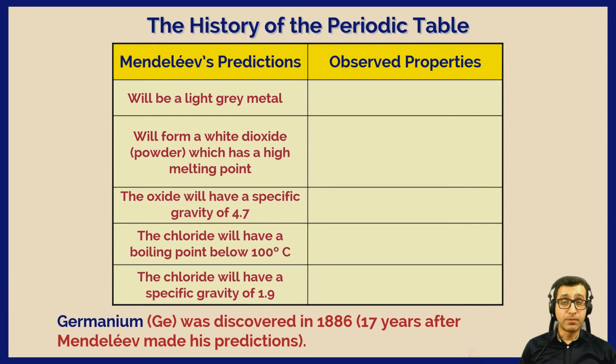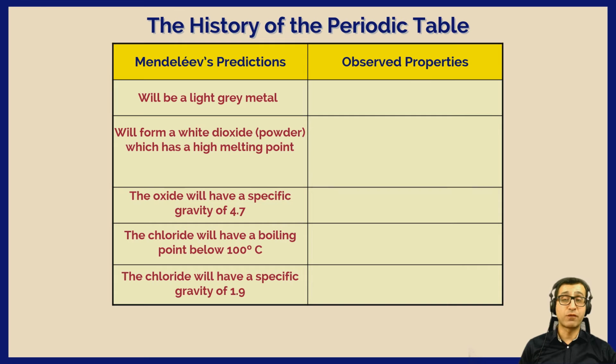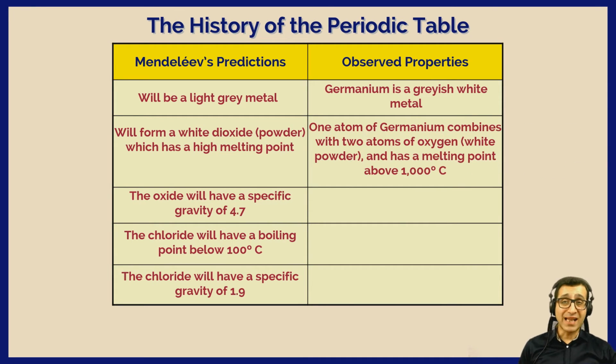So germanium, an element which was discovered 17 years after Mendeleev made his predictions, had the following observed properties. It's a greyish-white metal. One atom of germanium combines with 2 atoms of oxygen, therefore forming a dioxide, and the melting point of that dioxide is in fact very, very high. It's over 1,000 degrees centigrade. So again, here we see Mendeleev's prediction proving to be correct. Germanium oxide has a specific gravity, in fact, of 4.703.